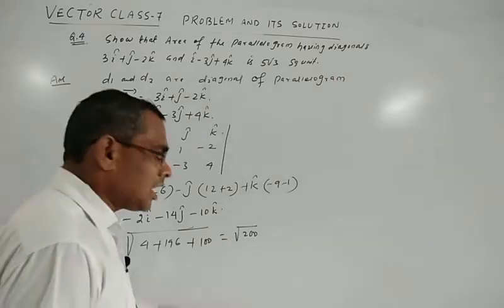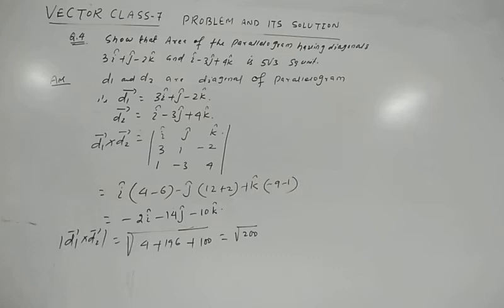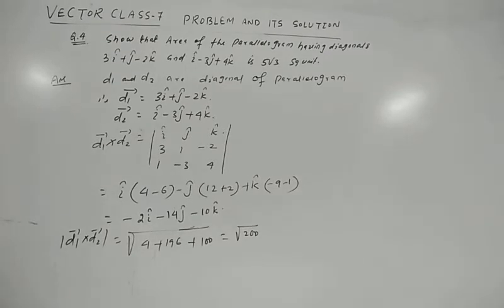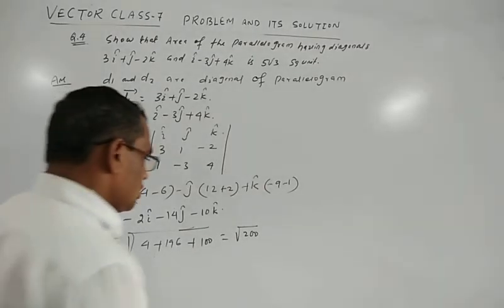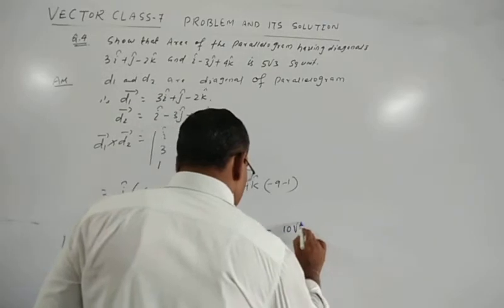So 200, okay, so 200 means square root 200, which is equal to 10 root 2. So this is equal to 10 root 2.